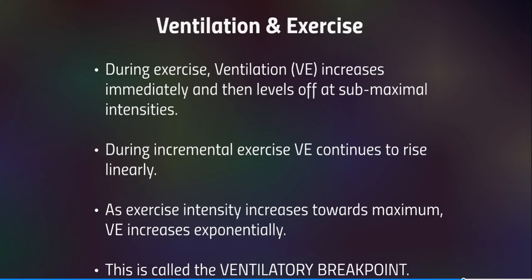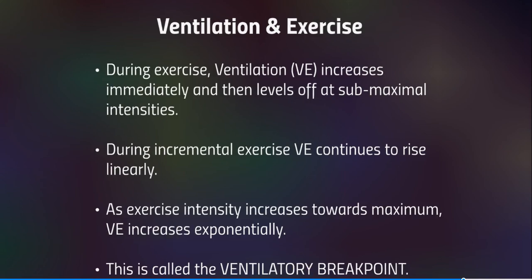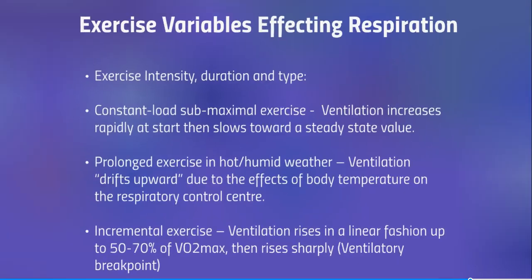This is called your ventilatory break point, and is essentially where your breathing gets a bit ragged during exercise. So constant load, submaximal exercise, your ventilation rate will go up initially and then plateau. When you're in hot and humid weather, it'll keep rising as dehydration starts to play a part, and you have less blood effectively to carry away the waste. But it's that incremental exercise where you'll see it go up to a point, and then when you hit your ventilatory break point, that anaerobic, aerobic sort of threshold, you'll see it shoot up and your breathing will become ragged.